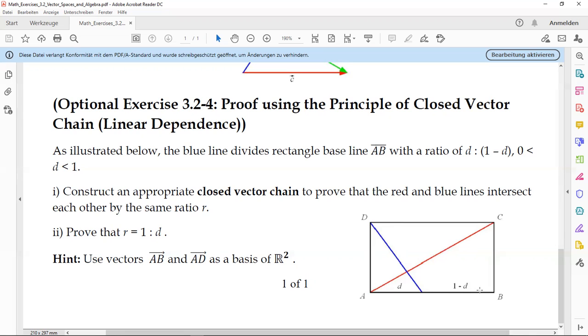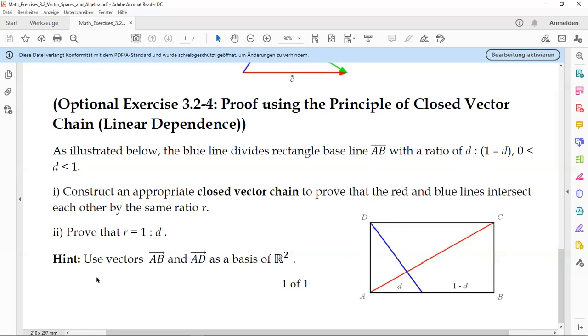But if you look here, you might quite clearly see that probably this intersection ratio r is not the same as the one above here, which I didn't even give a name. Yeah, so I think it should be clear.